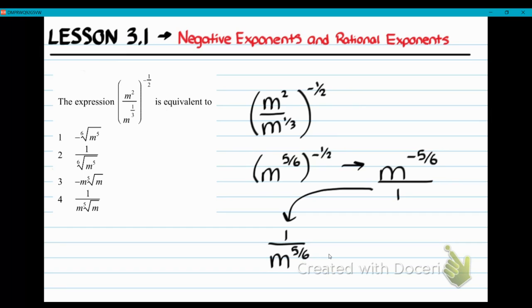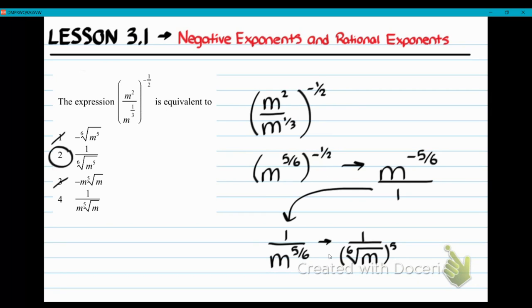But I kind of already can see that I can get rid of choice 1 and choice 3 because they are not a fraction. They don't have 1 in the numerator, and they're really just over 1, each of these. So you would cross off choice 1 and 3. Now, if I want to change 5 over 6 to a radical, it would become 1 over, and it's power over root. So it would be the 6th root of m to the 5th power. And that would be choice 2.